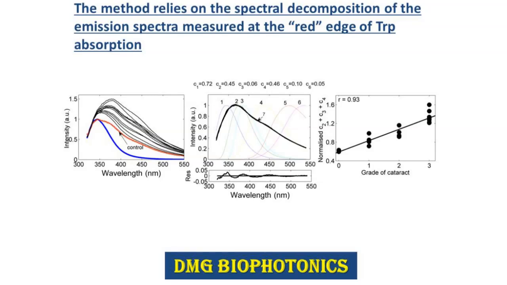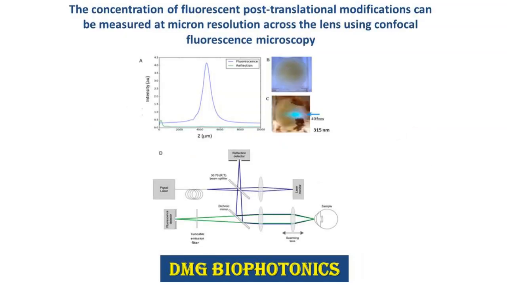The concentration of fluorescent post-translational modifications can be measured at micron resolution across the lens using confocal fluorescence microscopy. The turquoise fluorescence in panel C reflects induced emission, the intensity of which is directly proportional to the concentration of post-translational modifications in the lens. Simply put, the brighter the glow, the more changes the protein has undergone.